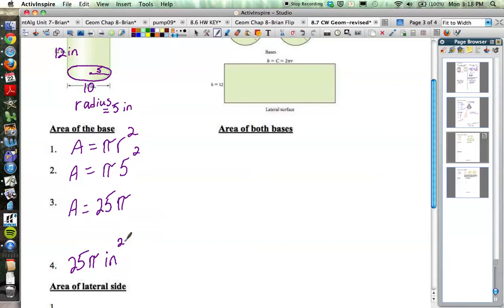Okay, so then the area of both bases, why don't we go over to the side here? The area of both bases would be 25 pi times 2, since there are two bases of our cylinder. And so that comes out to 50 pi square inches. We're just going to leave it in terms of pi for right now, add it all together, and maybe give a rounded answer at the end of the problem.